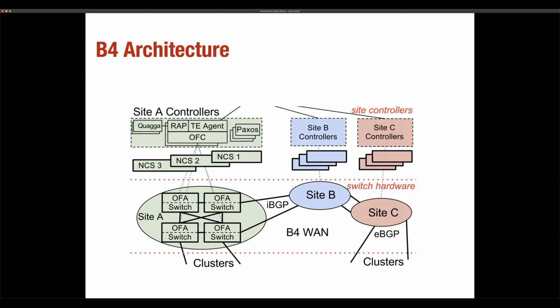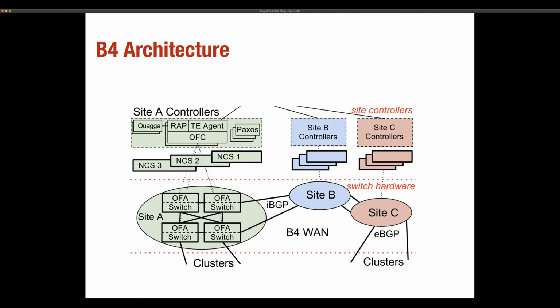Now, at the controller level, each of these sites is managed by site-specific controllers, right? In those site-specific controllers, you have NCS, which is the network controller system, and at the top of it, you have a bunch of applications that are running. OFC is the OpenFlow Controller, and it has a bunch of applications running. One of them is called RAP, which is, I believe, routing application proxy, and TE agent, which is for the traffic engineering.